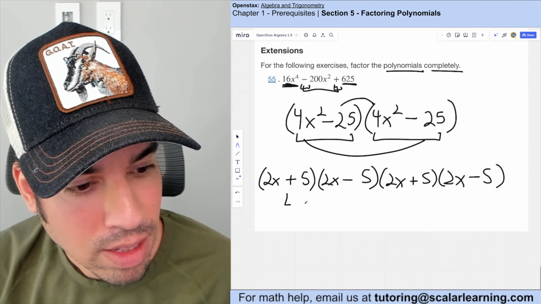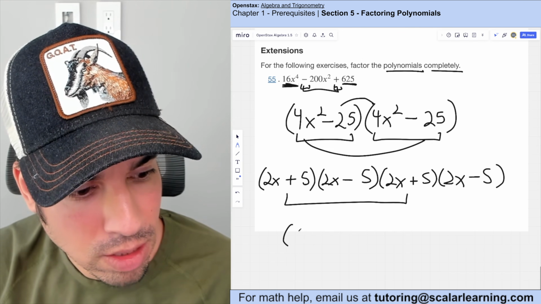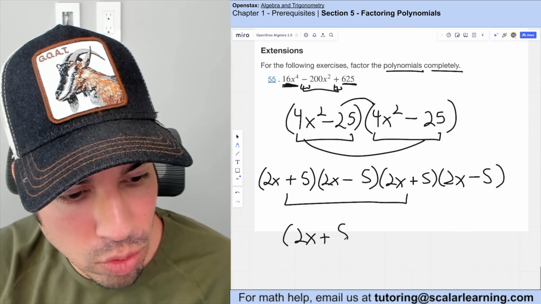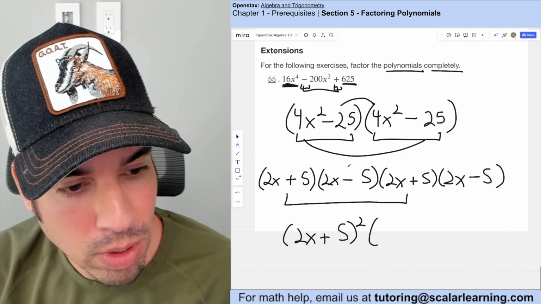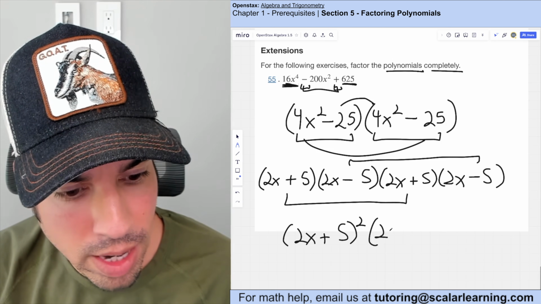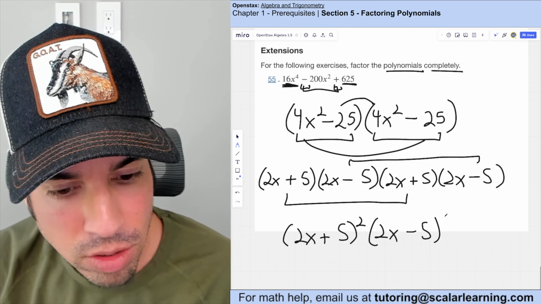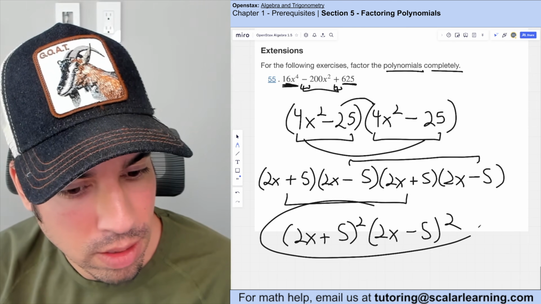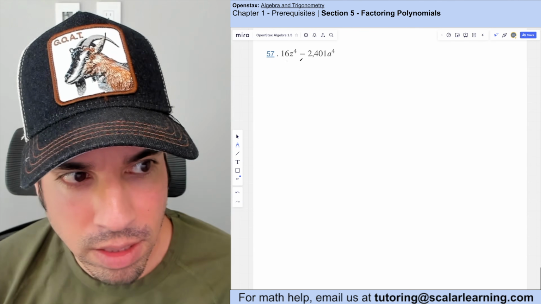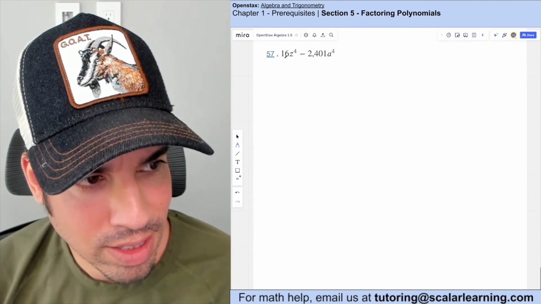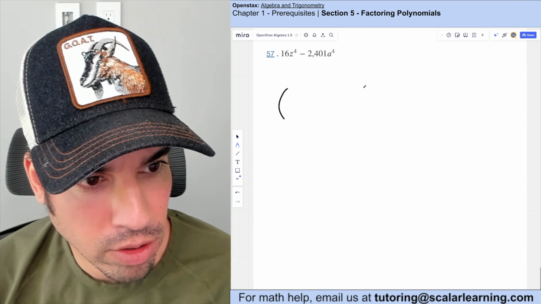Last but not least, we can kind of merge these together. That's a binomial times itself, 2x plus 5 squared. And then we can merge these, 2x minus 5 squared for the win. Done. Here we have a difference of squares, so 16z to the fourth, so let's factor that first.